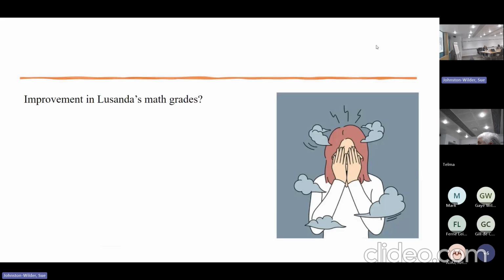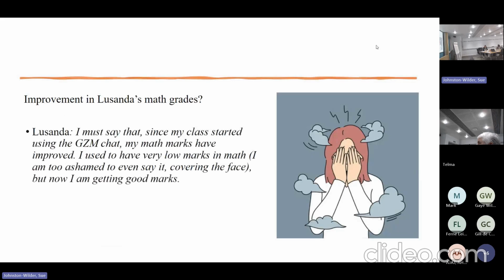Improvement in maths grades. Yeah, this is Lusanda now. She's saying that I must say that since my class started using these GZM charts, my marks have improved. I used to have very low marks in maths. Now I am so ashamed to even say it. And then she covered her face because she couldn't say it. I used to have about 2%, but now I can see that my marks are getting better.